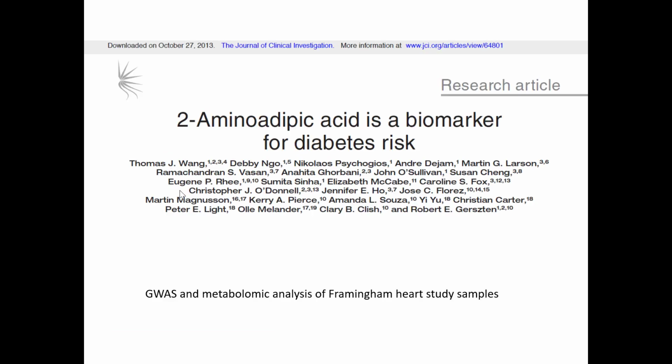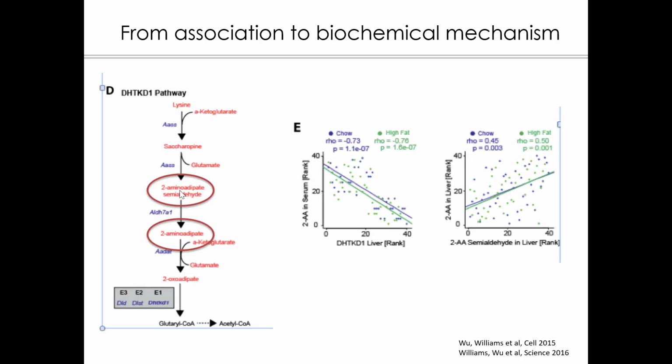So we measured those, and these are two of them, two amino adipate, and it doesn't really matter what they're called for this discussion, but it's two sequential metabolic intermediates which you can measure. And then we correlate the amount of these two metabolites with each other, or with the amount of the enzyme present, which is controlled by the genetic locus that we identified by association.